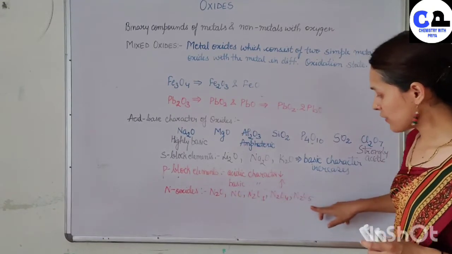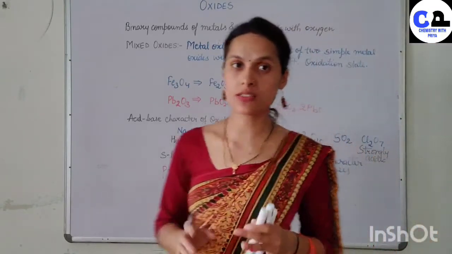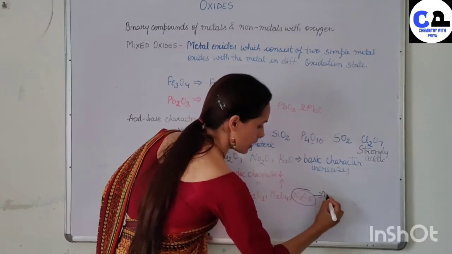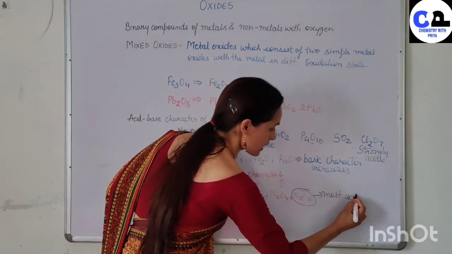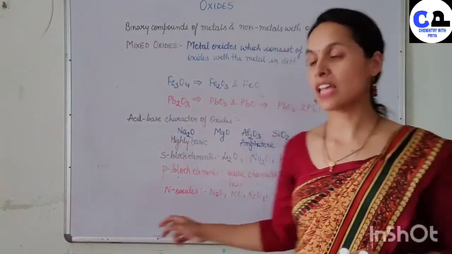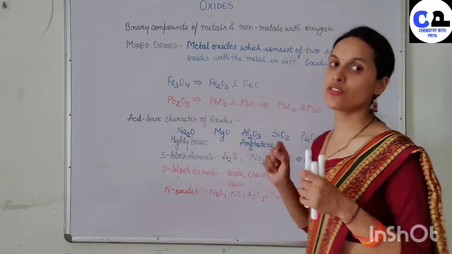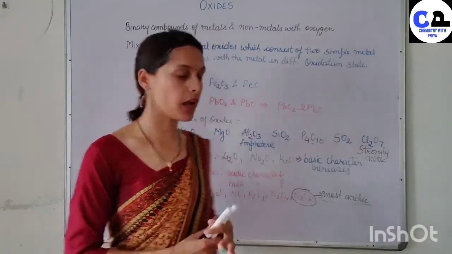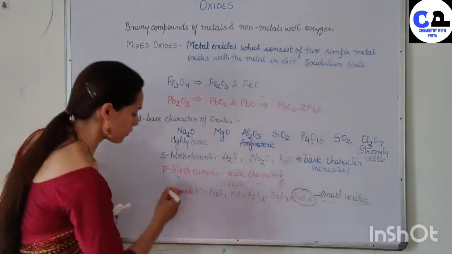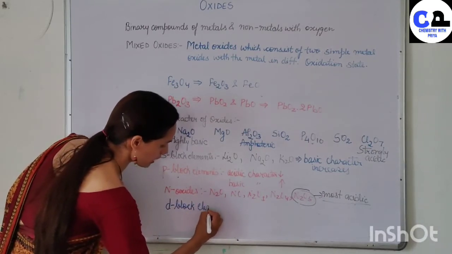Now, out of these 5 oxides, in N2O5 nitrogen contains the maximum oxidation state. So, the most acidic oxide of nitrogen is this one. Why is this the most acidic oxide of nitrogen? Because in this case, the oxidation state of nitrogen is maximum among the 5 oxides of nitrogen. A similar thing we will observe in D block elements.